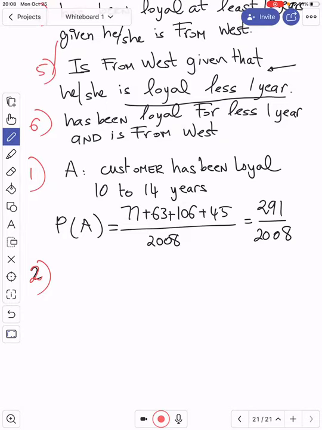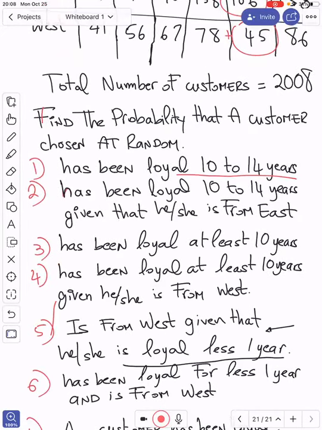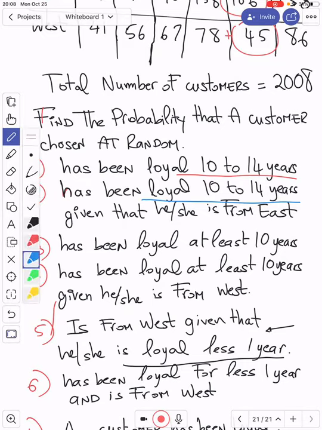Yeah, all right, so for two, we are looking for the probability that a customer has been loyal to the supermarket from 10 to 14 years. And now we suppose that the customer is from the East, given that the customer is from the East. So we know that the customer is from the East. So we are only interested in the customers from the East, right? So the sample here is given by customers from the East.